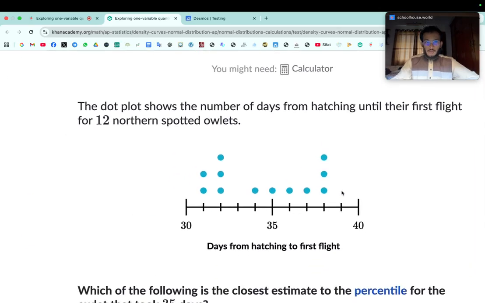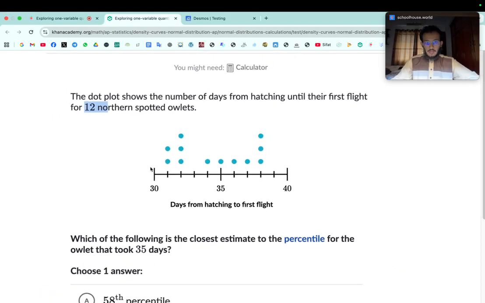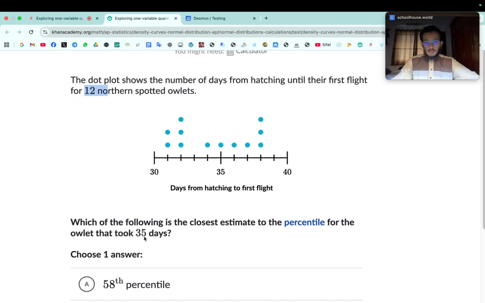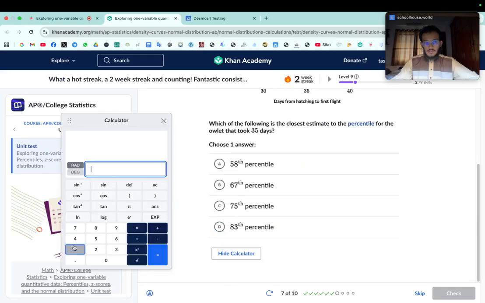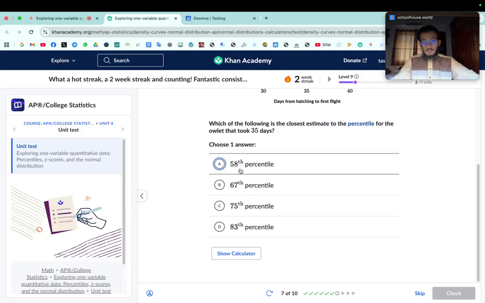The dot plot shows the number of days from hatching until their first flight for 12 northern spotted owlets. Okay. 1, 2, 3, 4, 5, 6, 7, 8, 9, 10, 11, 12. Which of the following is the closest estimated percentile for the owlet that took 35 days? So 35 days. 1, 2, 3, 4, 5, 6, 7. We have 7 data here. So which means 7 out of 12 is 7 divided by 12 and multiplied by 100 is 58%. So 58%.